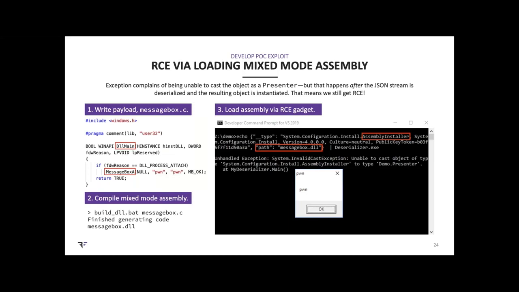This is because the process of this stream being deserialized and the object being instantiated, all of that happens before that resulting object is attempted to be cast as a presenter, which means we still get remote code execution, and that's really cool. You should also note the main issue here and what makes this application vulnerable is that the program is deserializing input, untrusted input directly from a user. And here I'm passing that on the command line.